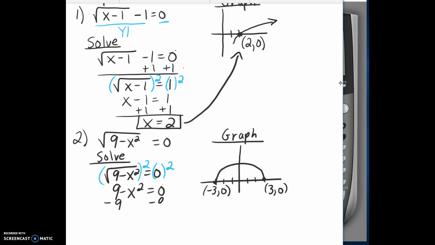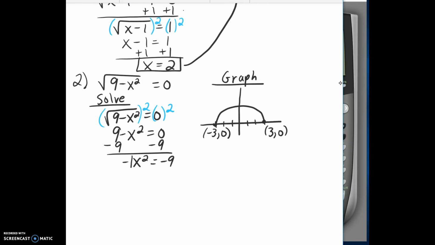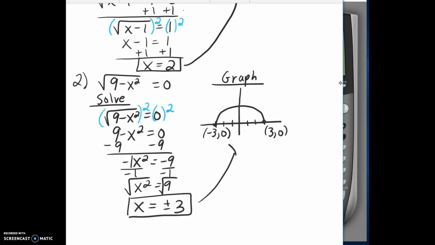Subtract 9. And then here it's important that we really have this -1 in front. You want to divide by -1 on both sides before taking the square root. Now remember, when you take the square root, you get the plus or minus answer. And you see from graphing it that you had the two answers here. So you had the answer of -3, 0 and 3, 0 from graphing. So graphing is actually a great way to check if the equation is simple enough for doing that.